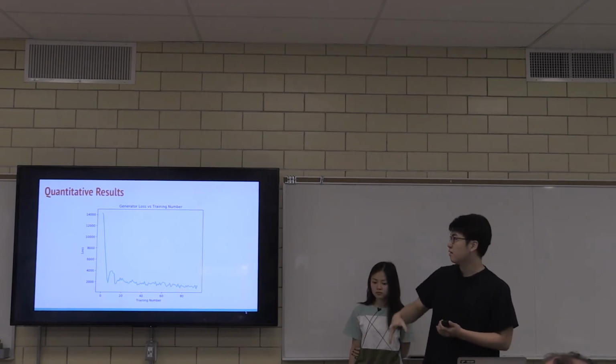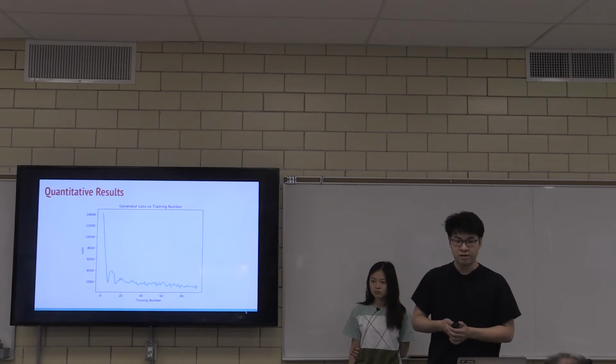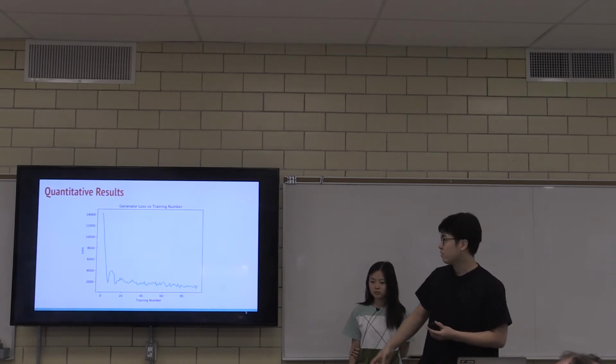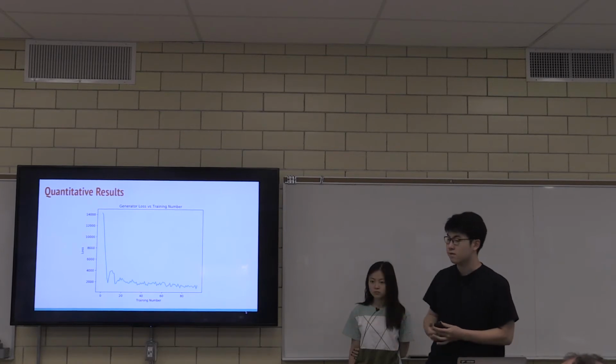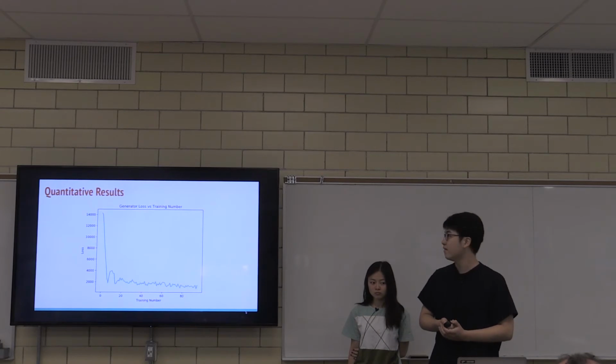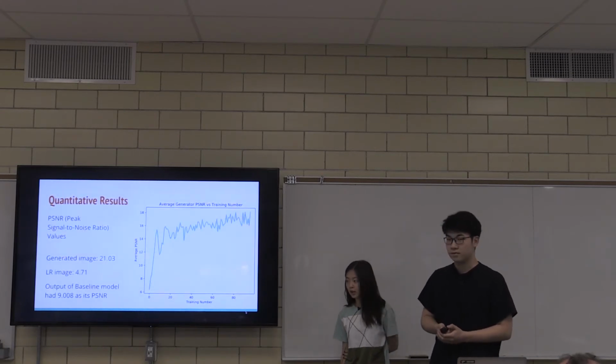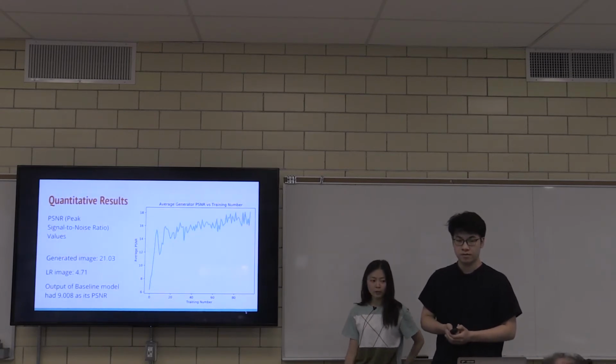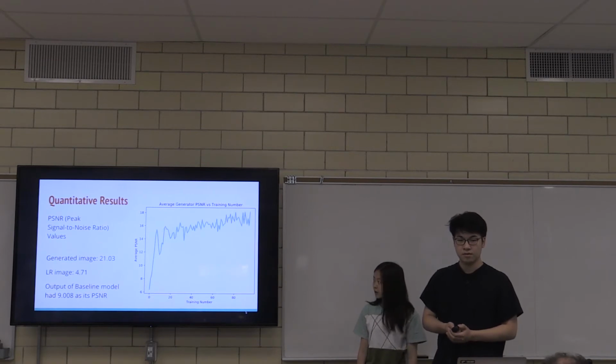So we can see it trained very fast at the beginning. The generator started to recognize the patterns and the colors very, very fast. However, then there's a very mild decrease in the generator's loss function. Another way we measured the model's performance was using a PSNR value.